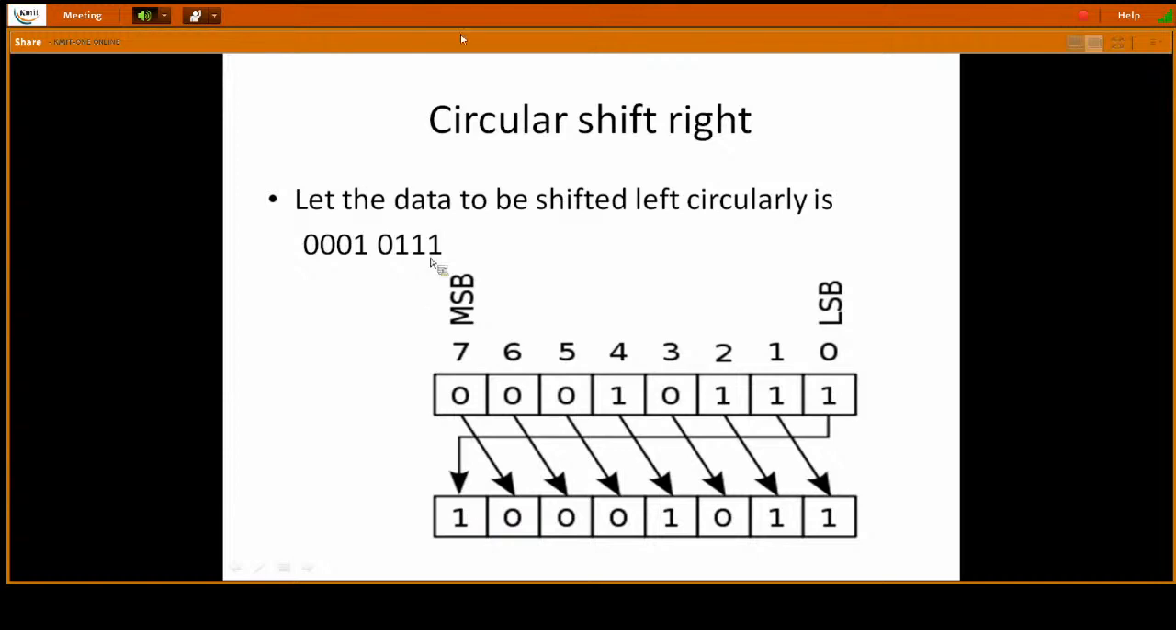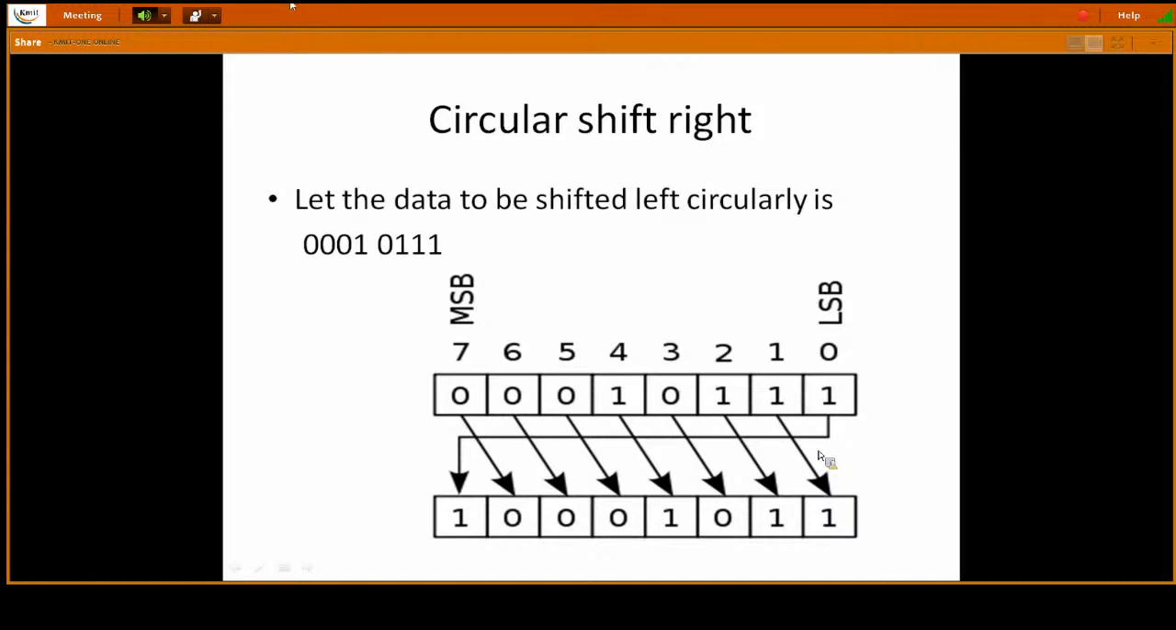But in case of circular shift, what happens? The simple change is whatever is there at the LSB position will be copied into the MSB position, so that no new information is added and nothing is lost. That is your circular shift right.